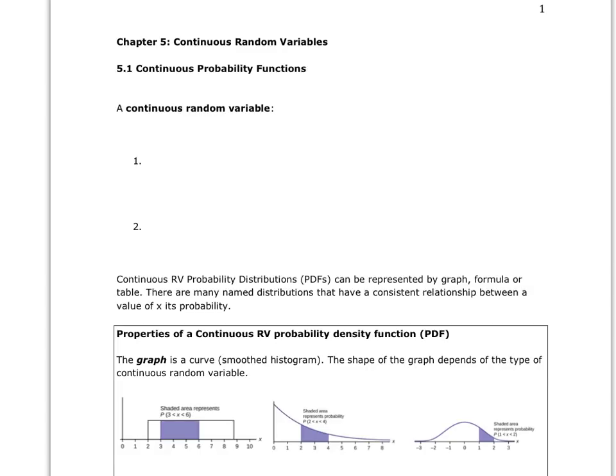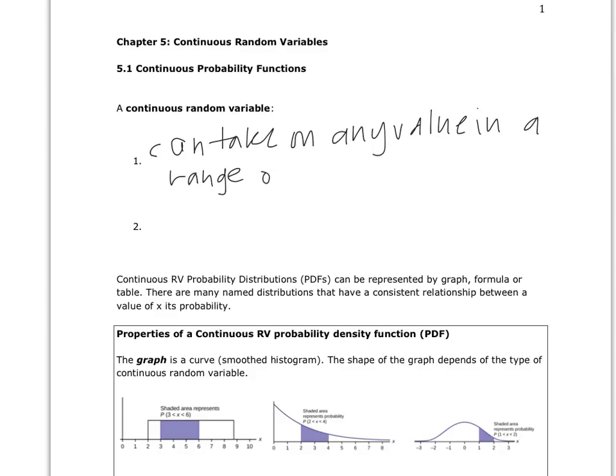Same thing's going to apply to a continuous random variable, and that is a continuous random variable can take on any value in a range of values. And the other thing that we can use to think about a continuous random variable is that the values are measured rather than counted.